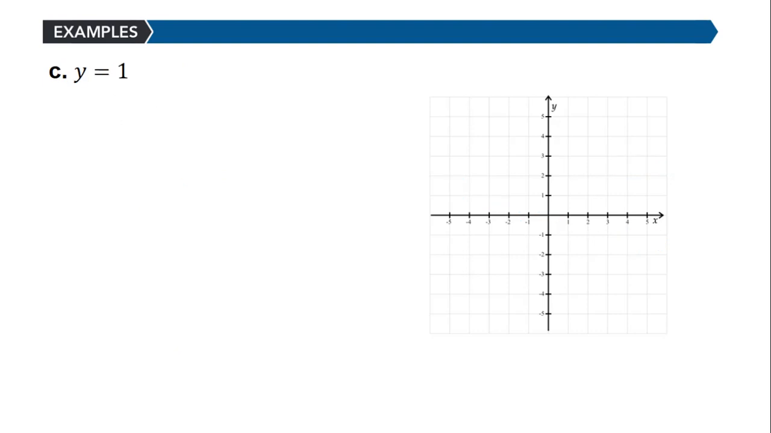Now we have the equation y equals 1. It's already solved for y, and we can write this in function notation as f of x equals 1. Recall that there's an implied 0. This is equivalent to 0x plus 1. So the slope of this line is 0. The y-intercept is 0, 1.